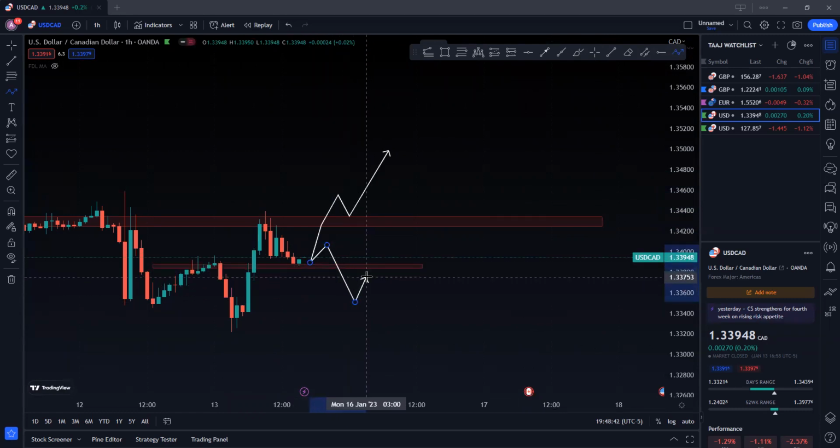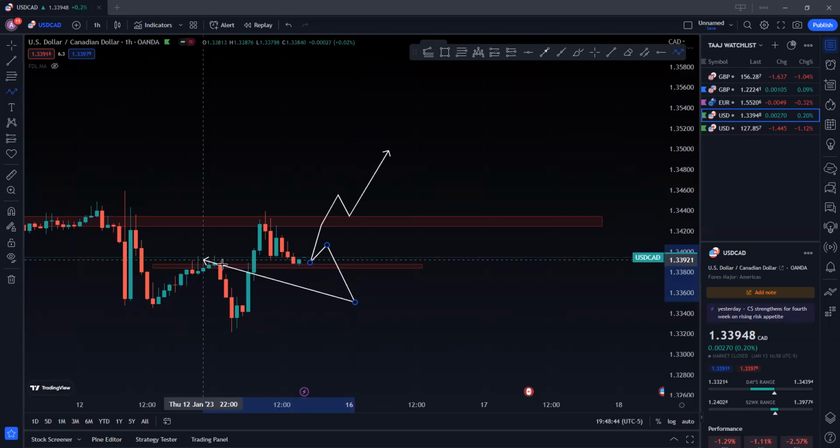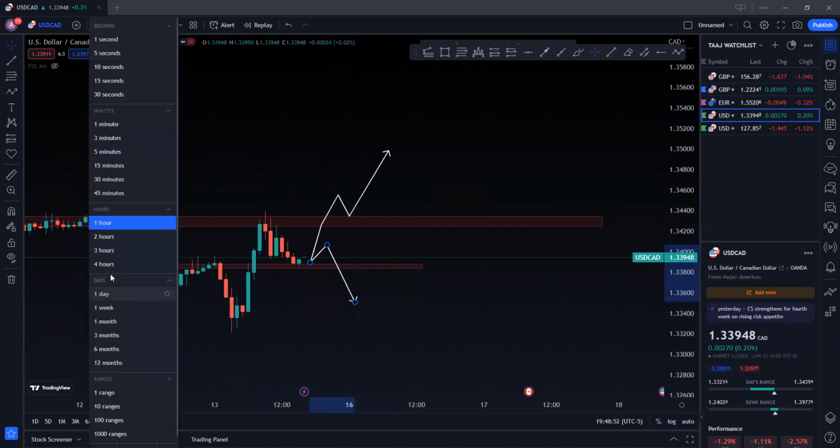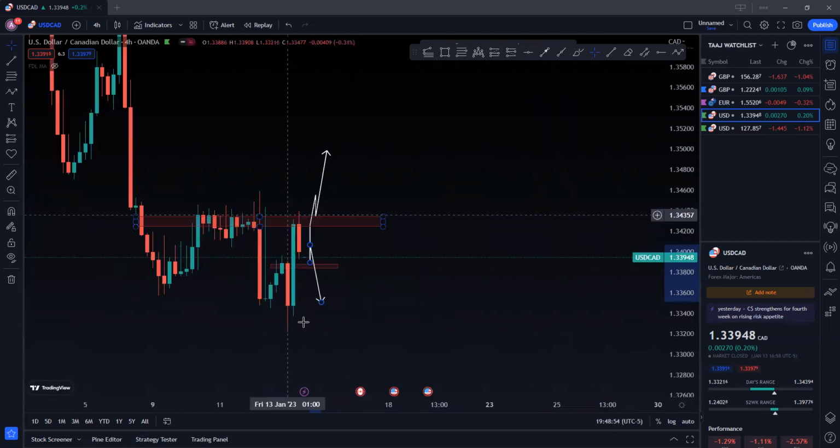I'm not sure if it's actually going to make a retest, because this zone is not a very strong zone. So maybe it will continue and push down to make a lower low here, to continue to push to the downside.